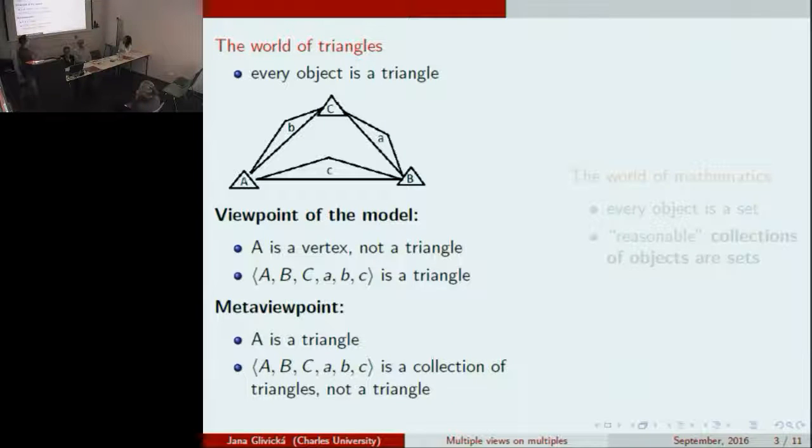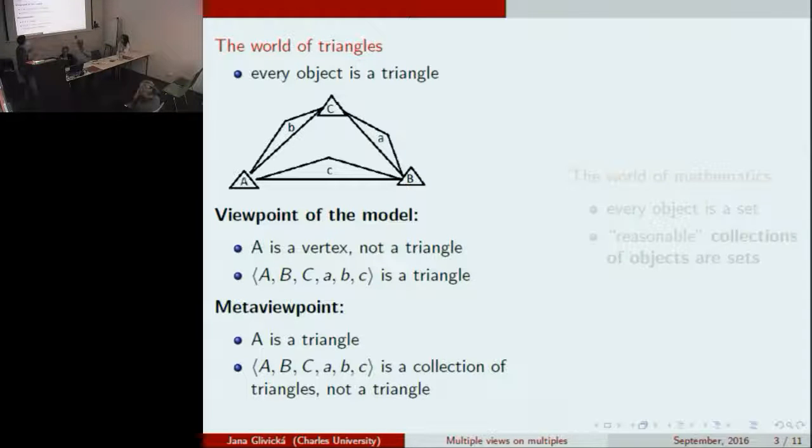And now we get to the main point of my talk. There are different views of this picture. From the viewpoint of the model, as I already said, the object A is a vertex. Why is it a vertex? Because it is connected to another 2 vertices by some edges. So it is a vertex. And the 6-tuple of the objects is a triangle, because that is kind of our definition of a triangle. A triangle is a 6-tuple such that the 6 objects have some properties, relations.